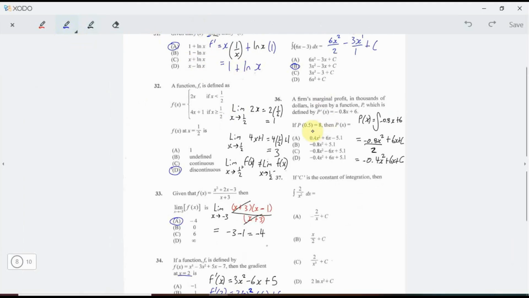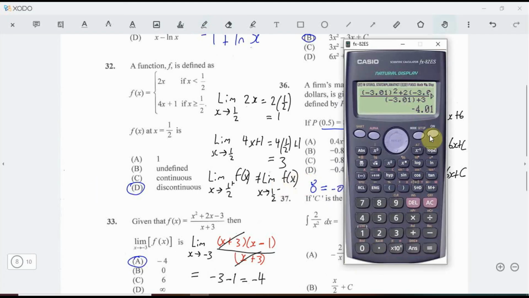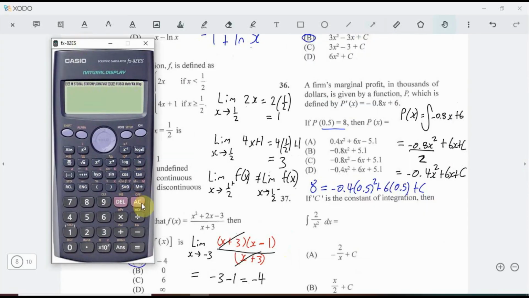No worries, that is why they gave us this information. They're telling us when x is 0.5, the y value is 8, so that's p of x. In other words, we can substitute now 8 equals negative 0.4 times 0.5 squared plus 6 times 0.5 plus c. Then you need to solve this equation for c. So I'm going to put all of that in the calculator. Negative 0.4 times 0.5 squared plus 6 times 0.5.